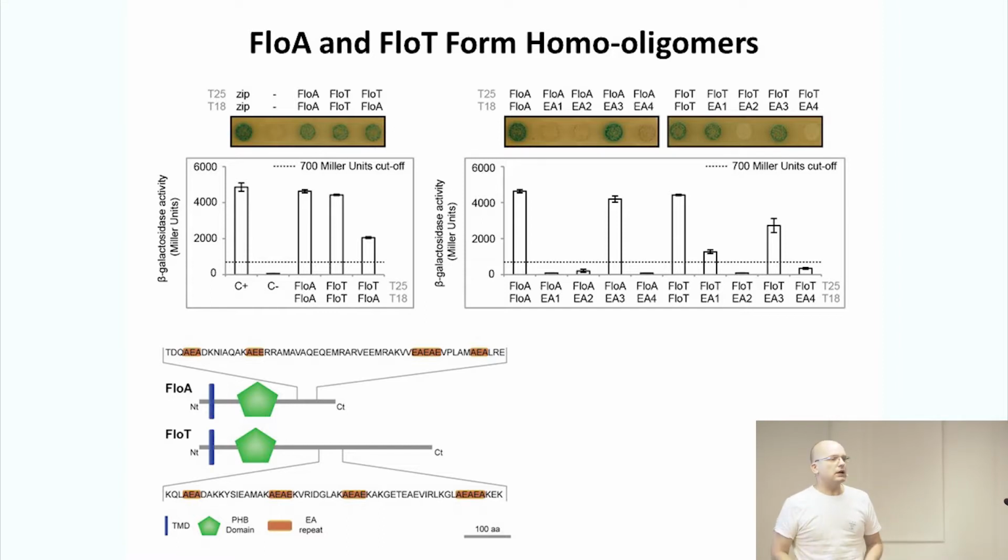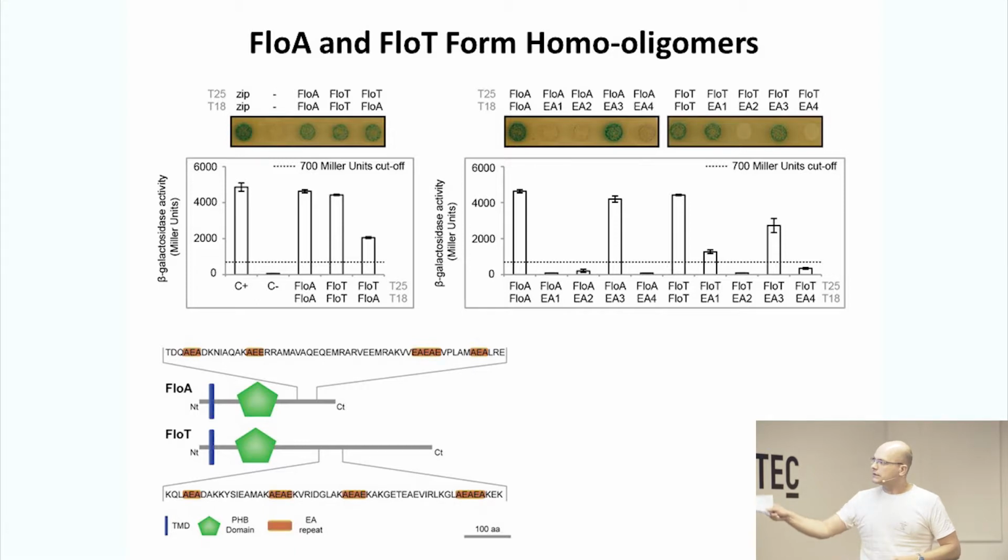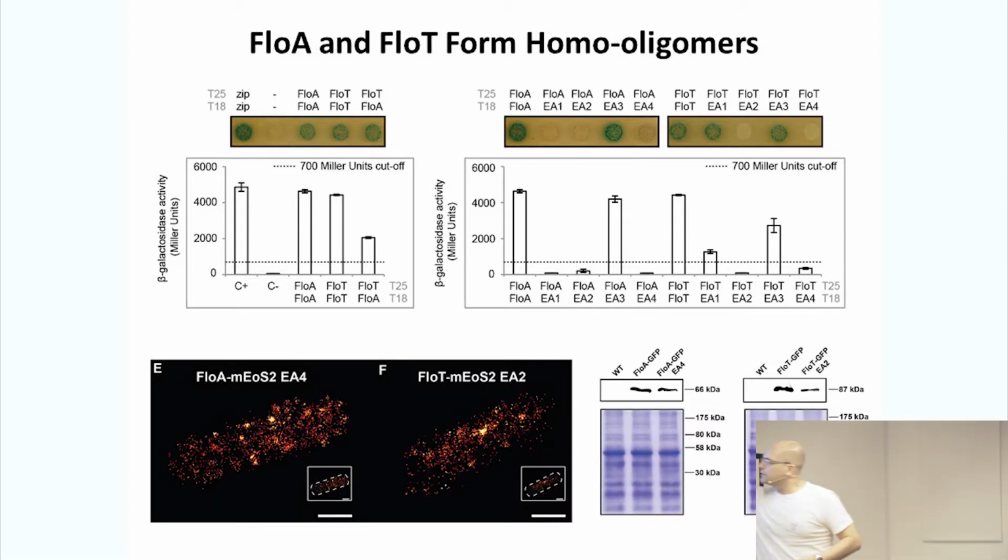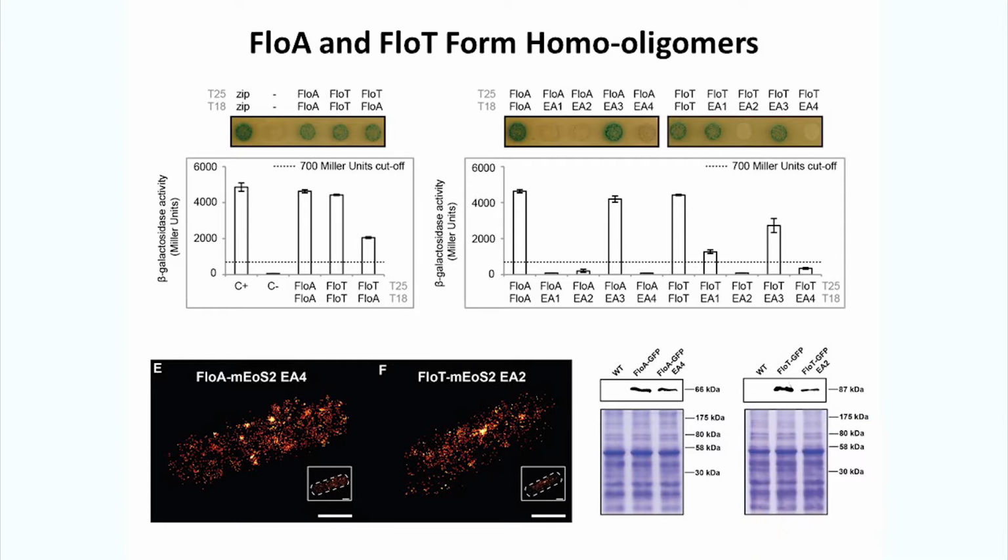And I don't have any explanation for that. I don't know what's going on with EA3. But for the rest of the EA repeats, you touch them minimally, and the interaction just doesn't happen anymore. This is the case for both FloA and FloT. When we localize them by super-resolution microscopy, we see some foci, but the protein gets more dispersed. So the interaction is weaker in these particular variants, even though the cells produce the protein at a similar level.